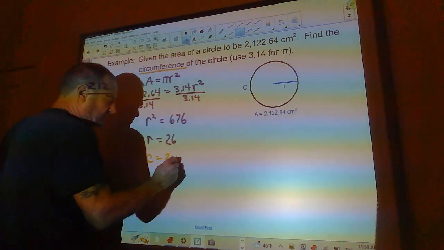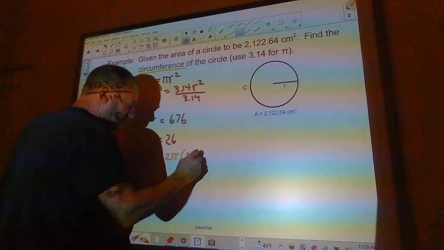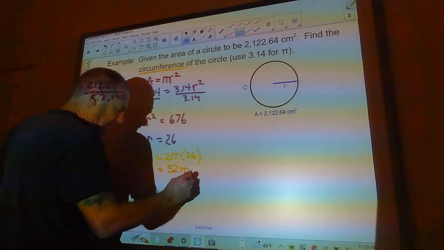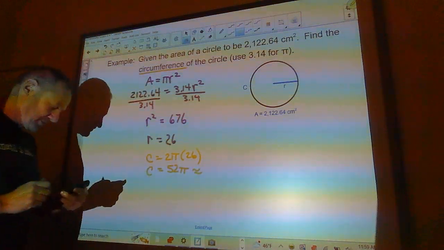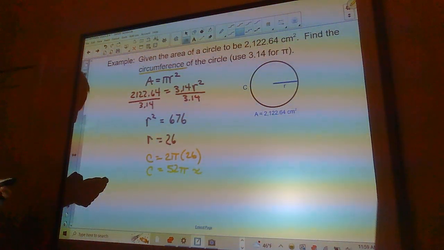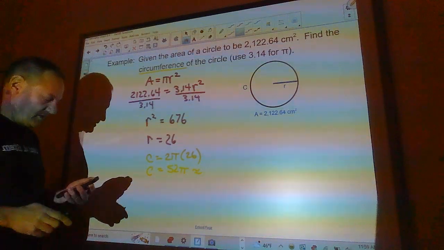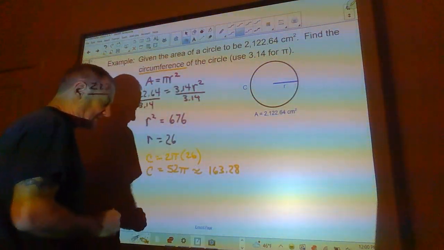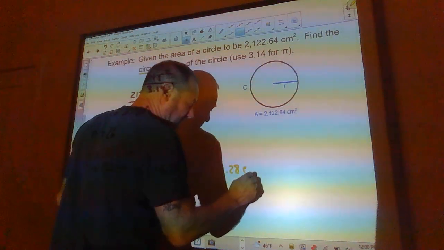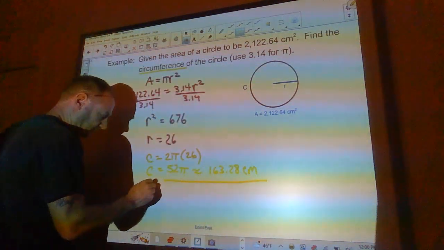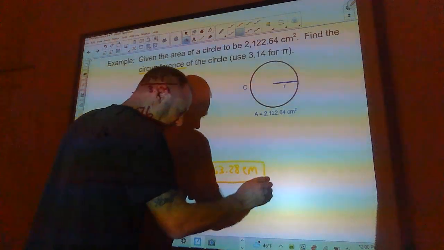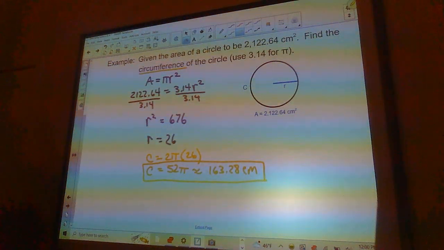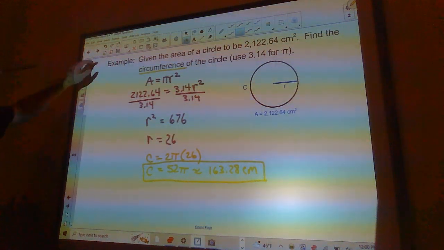The circumference is 2 pi times the radius. So that's going to be 52 pi, which is approximately 163.28, and that's a distance, so that's just going to be centimeters. Got my exact answer and my approximate answer.